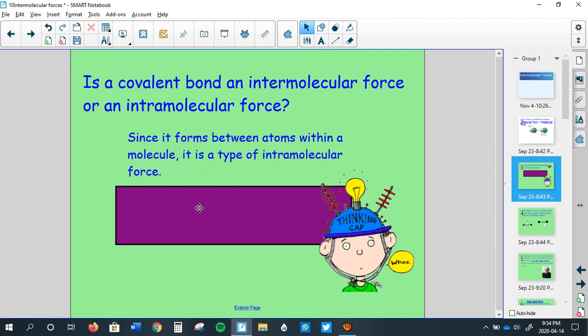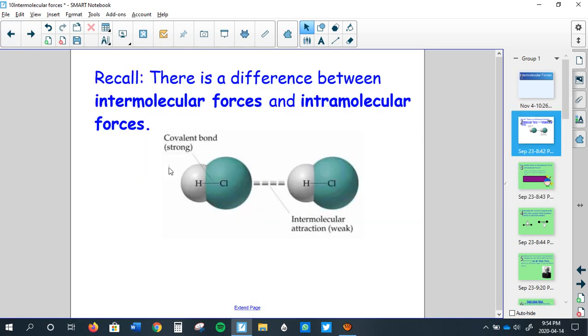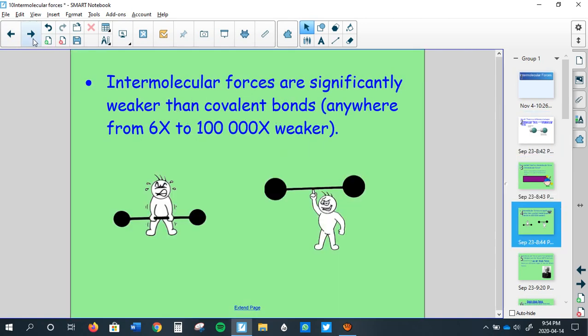Because it forms an interaction, a bond between atoms, it's an intramolecular force, right? Covalent between atoms in a molecule, intra. Okay, now intermolecular forces are significantly weaker than covalent bonds, much weaker. However, it's the number of them that really contributes to changing properties of substances.